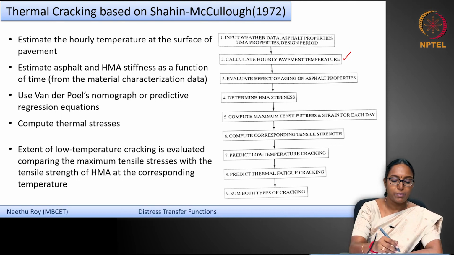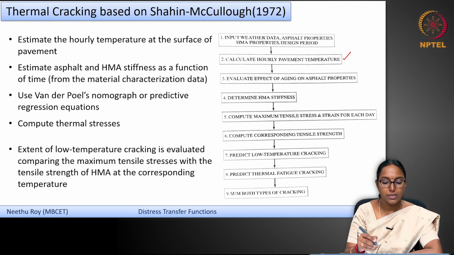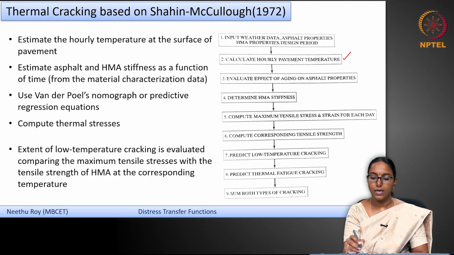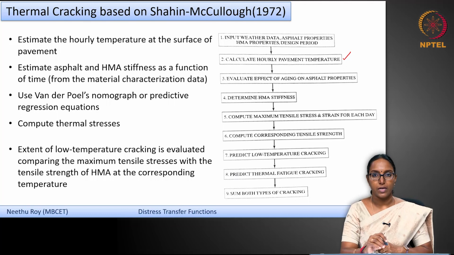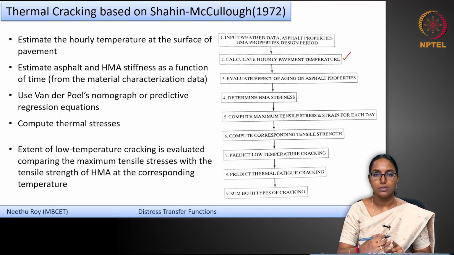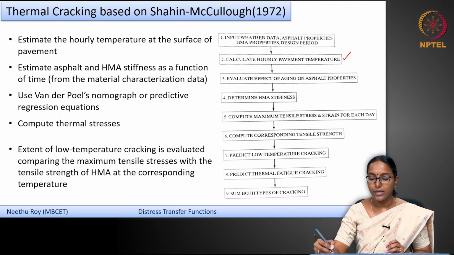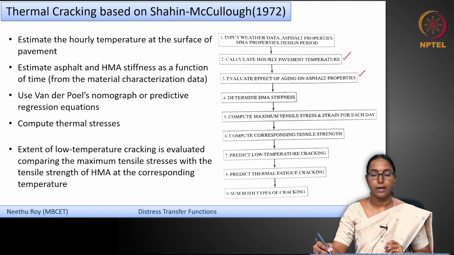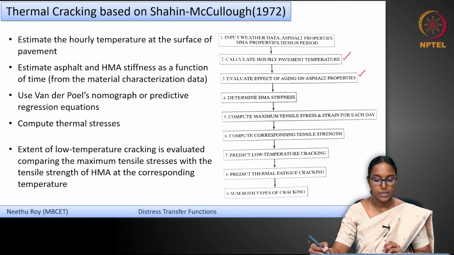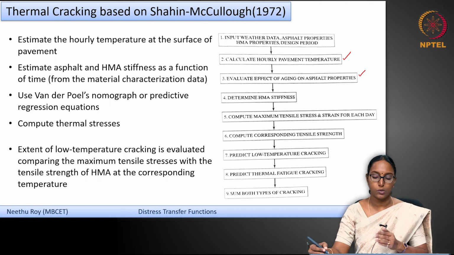Now, you estimate the asphalt and the HMA stiffness as a function of time. Again, from the material characterization data, you can see that at various temperatures and with aging, the material modulus and the material stiffness changes. So, evaluate the effect of this aging and other characteristics on the asphalt properties, and you have to determine what is the stiffness of the material over this period of time.